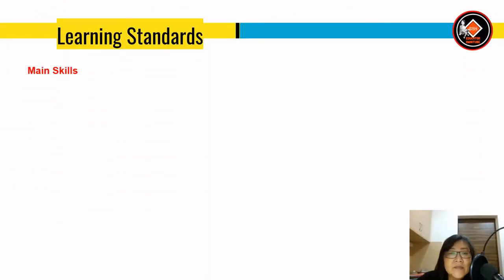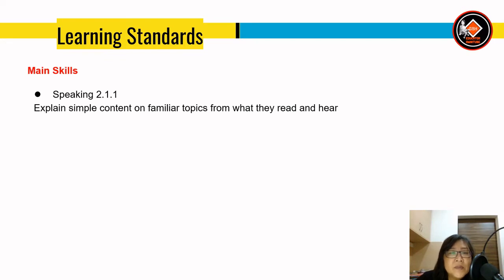Before we begin, let's look at the learning standards. Here we have the main skills. Speaking 2.1.1. Explain simple content on familiar topics from what they read and hear. And then we have the next one. Speaking 2.4.1. Summarize the main points of a story, text, or plot.